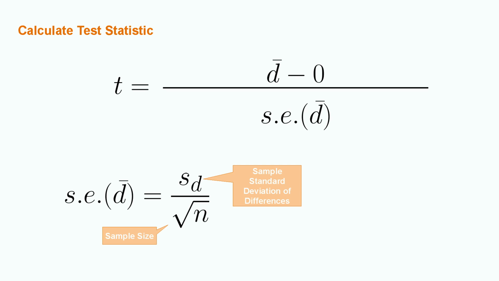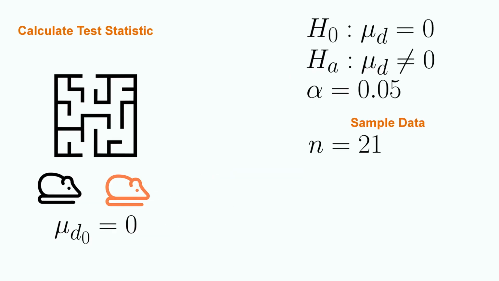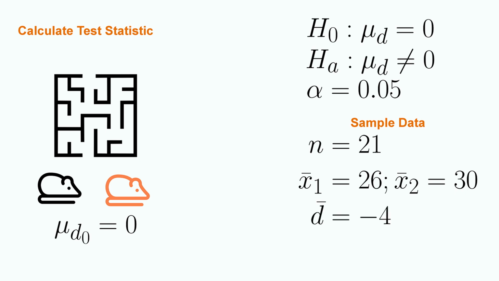Let's provide some data for our problem and pull the statistic together. Keeping in mind our null and alternative hypotheses and the significance level for testing, let's say that over 21 trials, our mean time for the black mice who have not been given any cheese is 26 seconds. Our mean time for the orange mice, who are the same mice just given some cheese before their run, is 30 seconds. This gives us a sample difference of -4 seconds. Finally, the standard deviation for the difference in paired observations, SD, is 12 seconds.